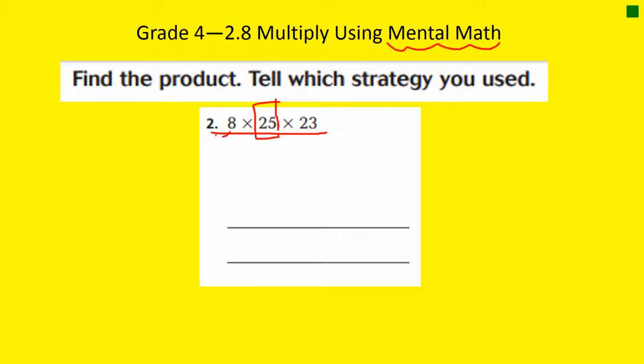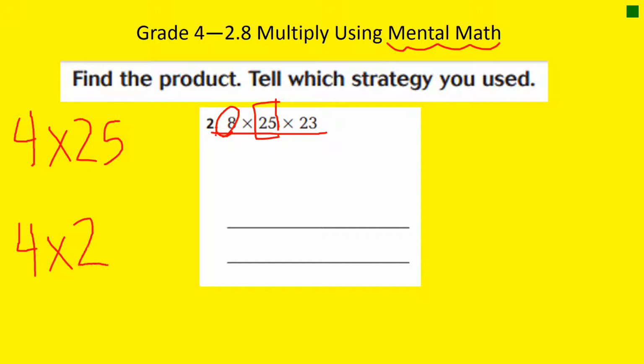And then here I see 8. And I know that 4 plus 4 makes 8. So what I'm going to do is take half of 8, 4, and I'm going to multiply that by 25. Then I'm going to take the other half of the 8 and multiply that by 25. So I really just broke apart 8 into 4 and 4, right?